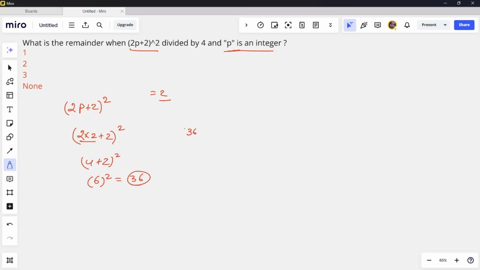Now let's divide 36 by 4. 4 nines are 36 and it is completely divisible. Okay. So the remainder is 0 and in the options we do not have 0 as an option. So the fourth option is the correct option, which is none.